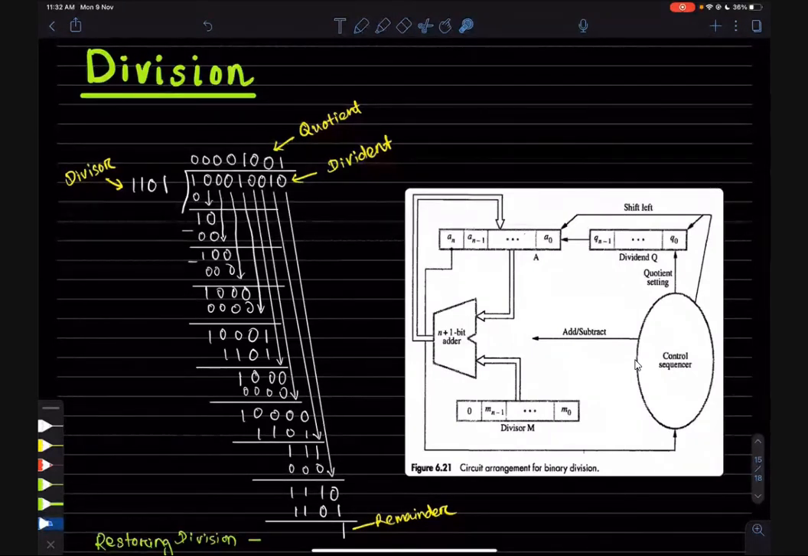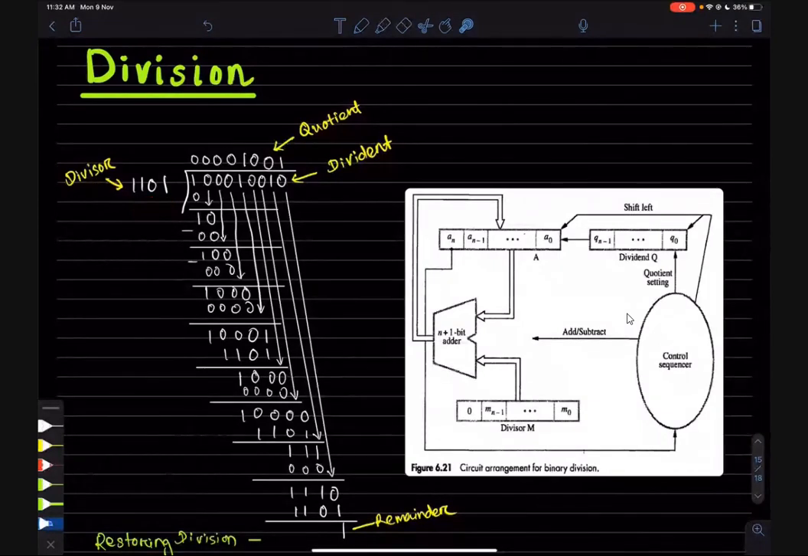You know how to do the division, very easy. Suppose this is the divisor, this is the dividend. You have to get the quotient and the remainder, that is the output from the division. The inputs are two numbers, the divisor and the dividend. So how to divide it? Let's start with normal division.